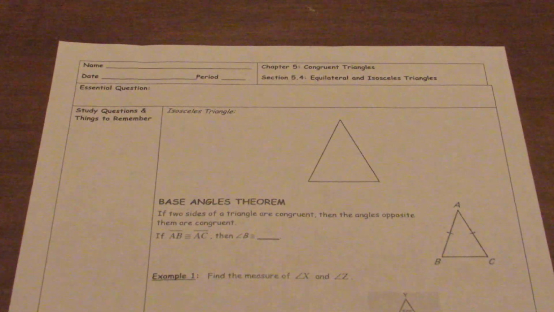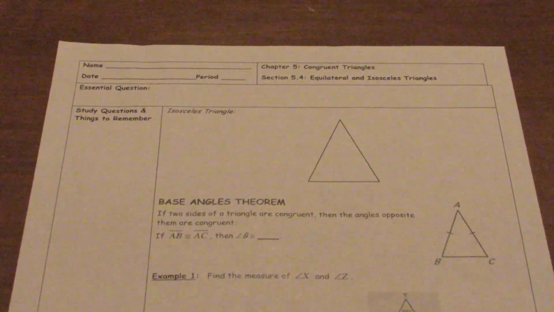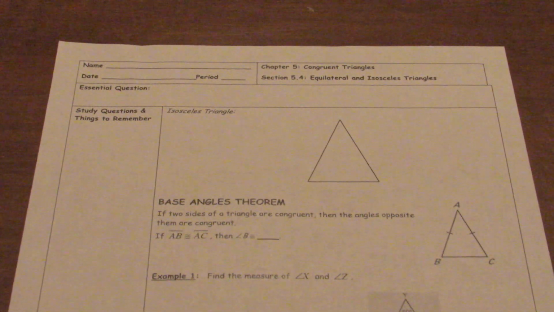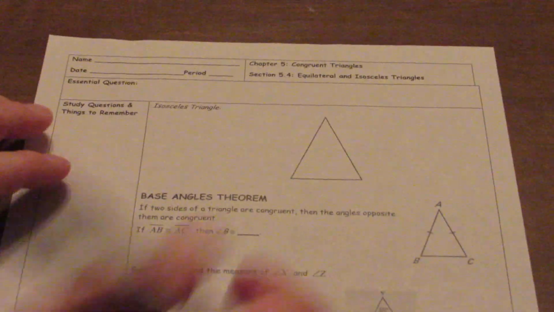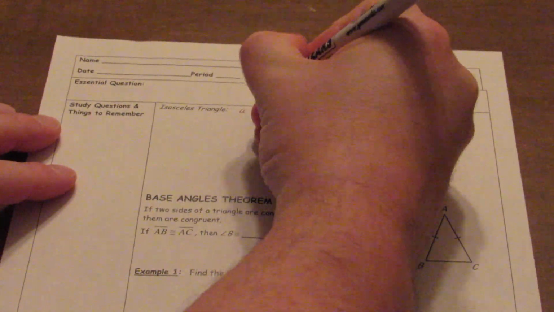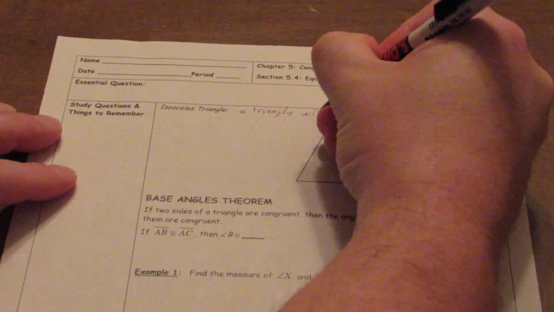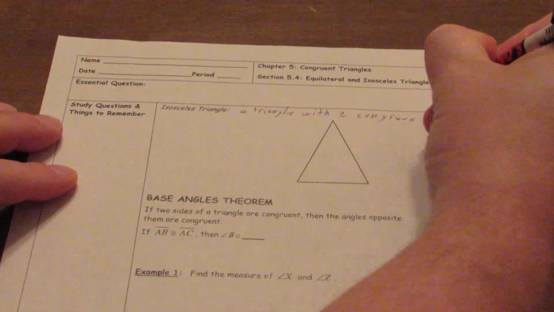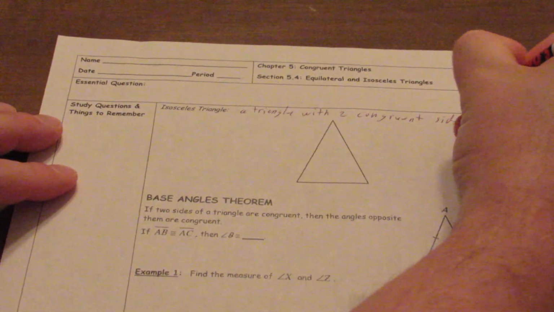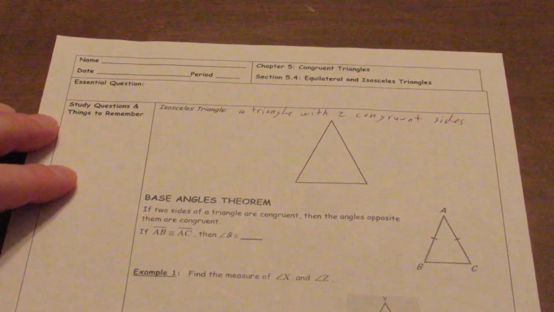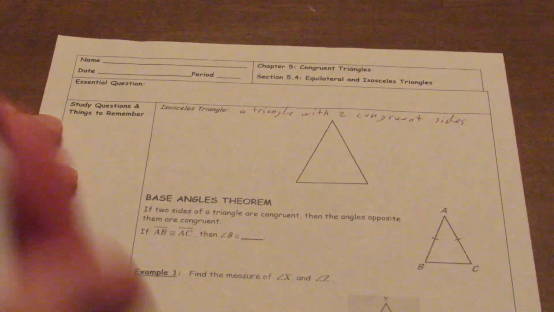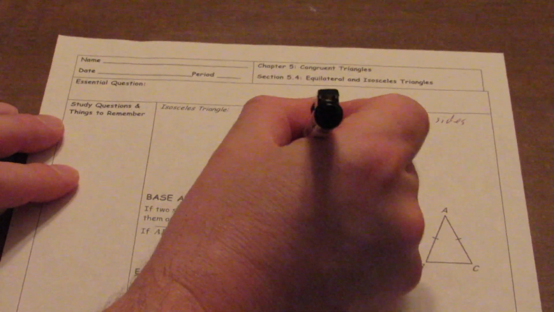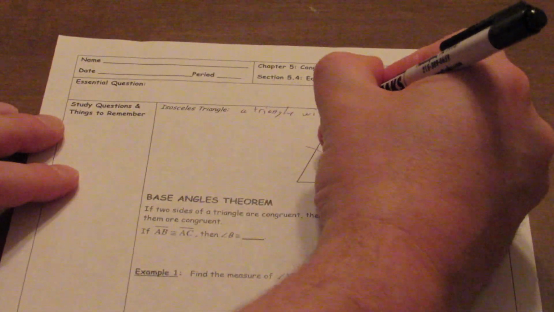Section 5.4, looking at equilateral and isosceles triangles. So an isosceles triangle, which we talked about in section 1, is a triangle with two congruent sides. So defining some terms, if we look at this, we're going to say these two sides are congruent.